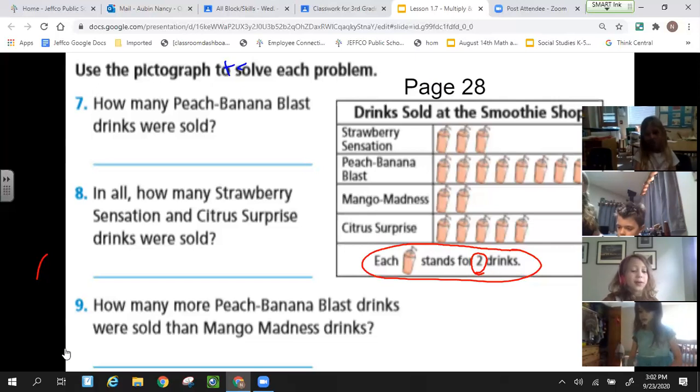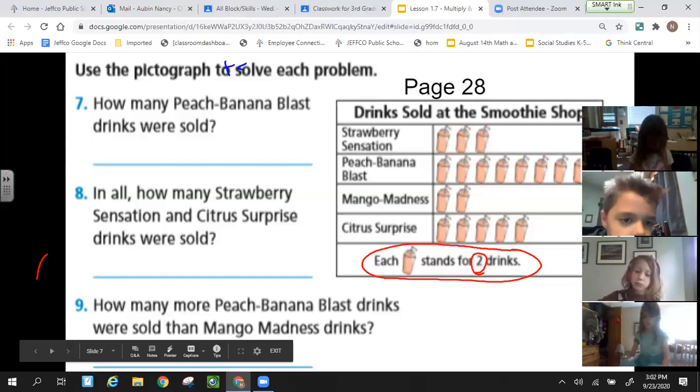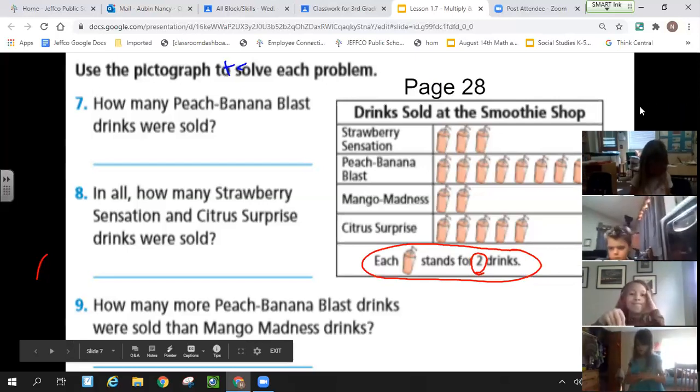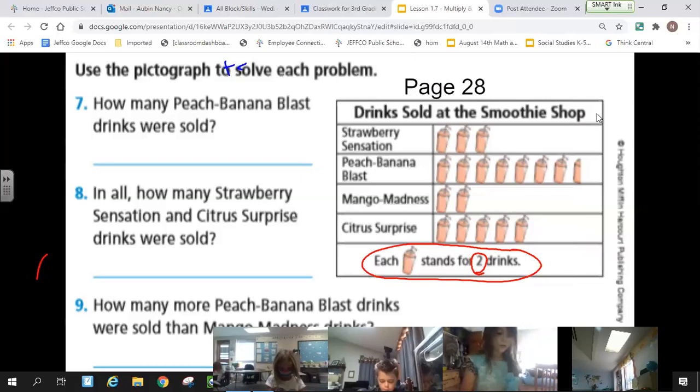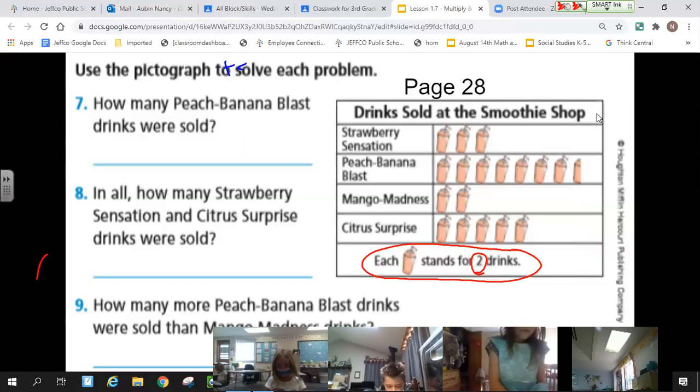Many people thought that you would count each picture as 1. But Josh, what do we have to count them by? You got to count them by 2. So here's what we're going to do. We are going to just count the smoothies for each flavor, okay? And I want you to write it next to it. Do this with me, everybody. Here, hold on. We're going to do it together. Ready? Let's count how many smoothies, the strawberry sensation, they sold at the smoothie shop.